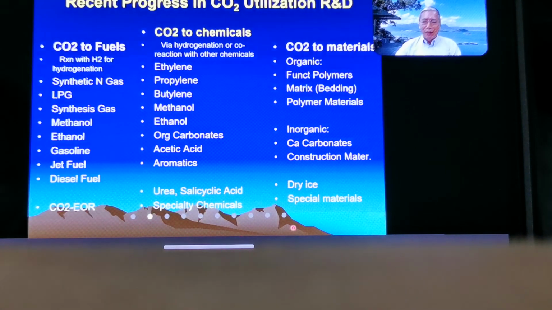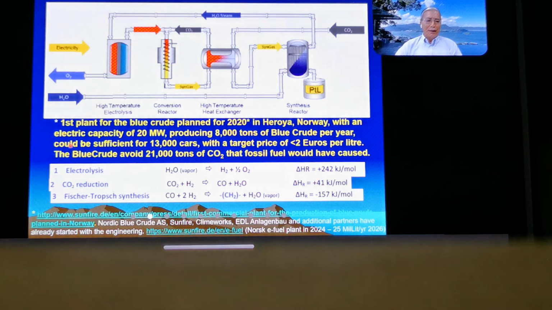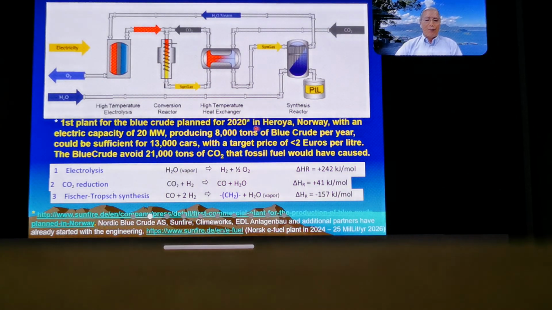So I realize that people may not be interested in chemistry or the chemical technology, but I'll just show some examples to show we can do so. One example is from Sunfire company in Germany. They have built a plant to make the so-called blue crude. They announced a plan to build a semi-commercial or small-scale commercial plant in Norway to make commercial blue crude that will be equivalent to 20 megawatts, producing 8,000 tons of blue crude.